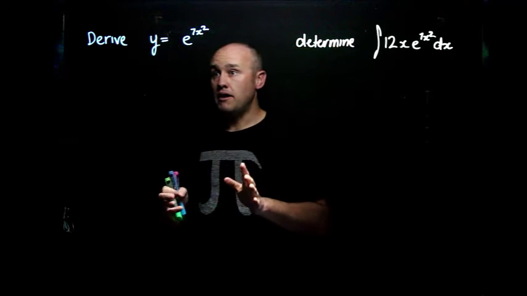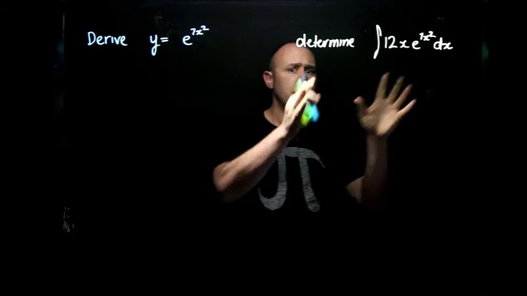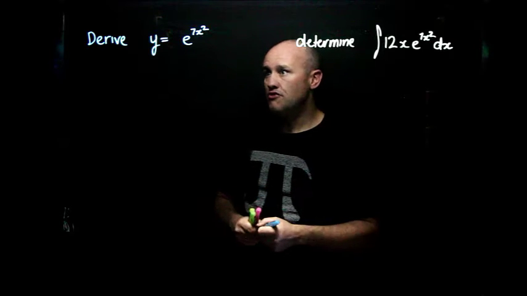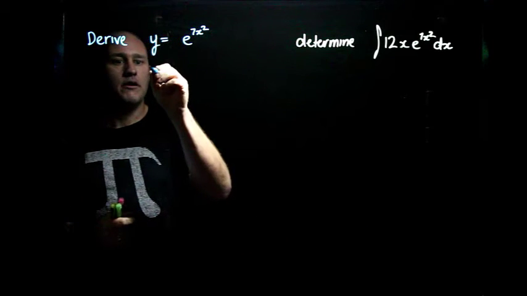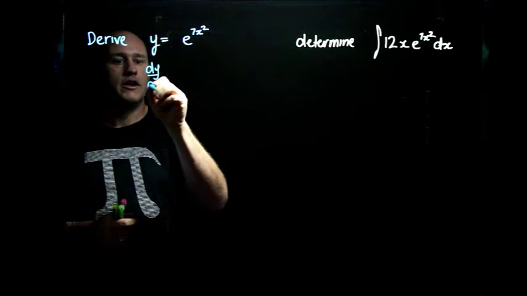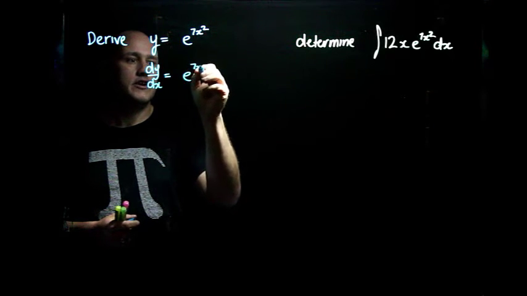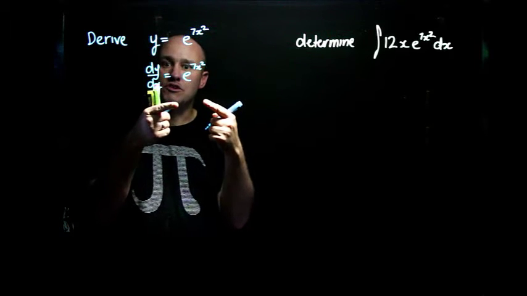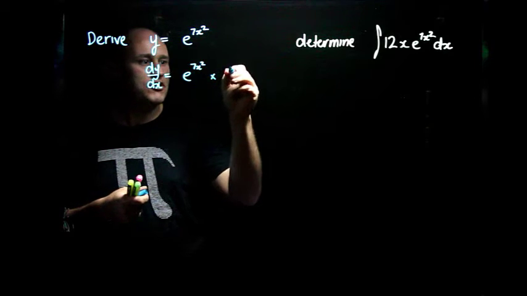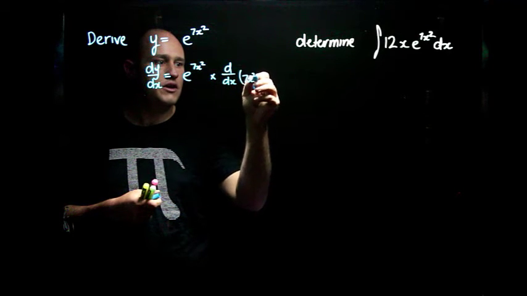Okay, so welcome back, and here's our second example. Again, it's set up as a derive this, therefore integrate that type question. So let's run through it quickly. y equals e to the 7x squared. If I want to derive this, I get dy/dx is equal to e to the 7x squared. Remember, if we derive an exponential base e, it just derives to itself. But we have to multiply by the derivative of the inside function, d/dx of 7x squared.